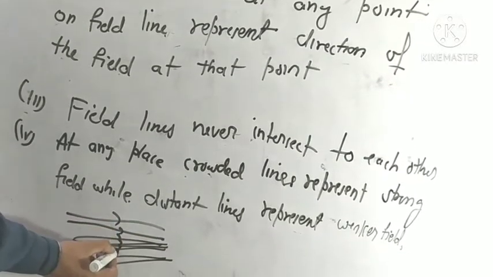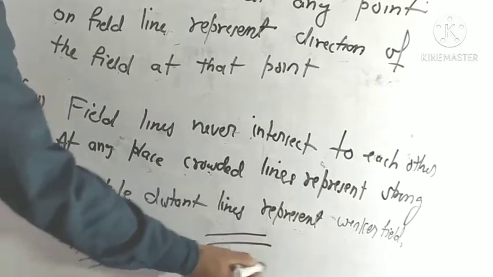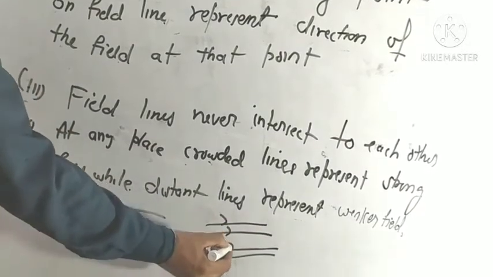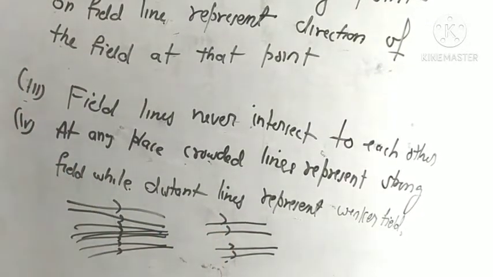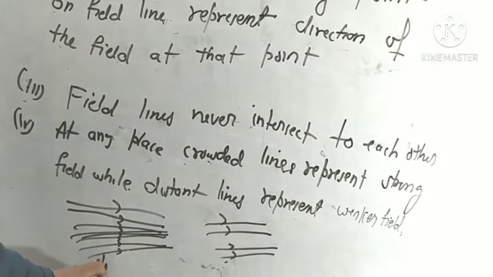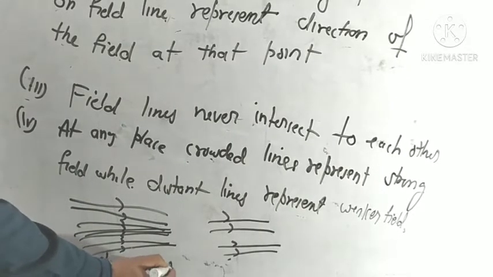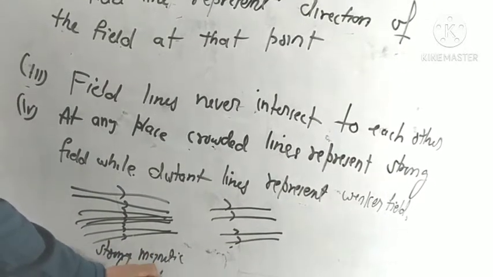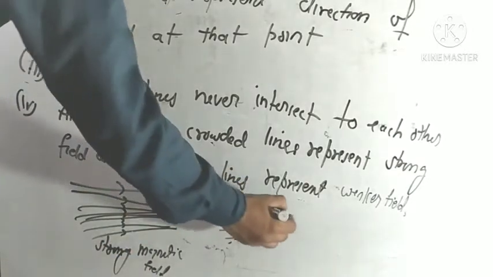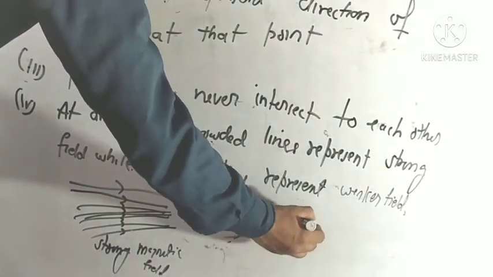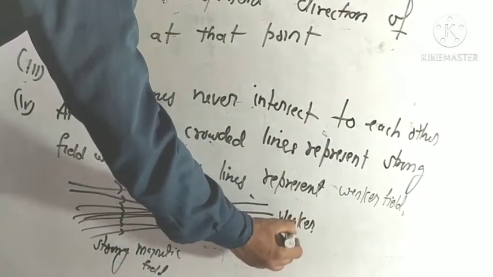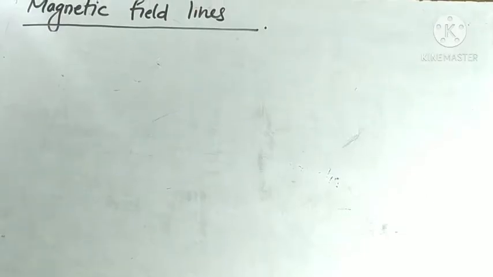So this represents a strong field and the second figure represents a weaker field as compared to the first figure. This represents a stronger magnetic field, and this figure represents a weaker magnetic field. Okay, so our next topic is uniform magnetic field and non-uniform magnetic field.